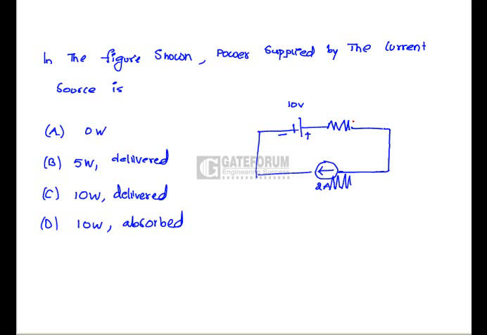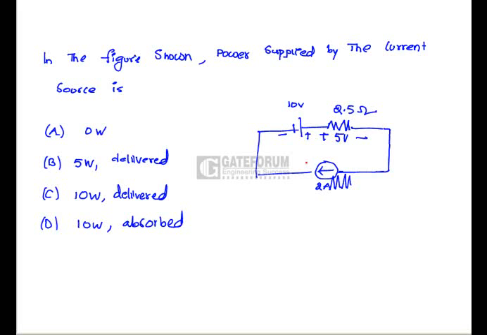from the power supplied by the current sources. Here the current source as well as the voltage source come in series. Here the resistance value is 2.5 ohm. So the current through the voltage source is also 2 amps. So the voltage developed across the 2.5 ohms is 5 volts.